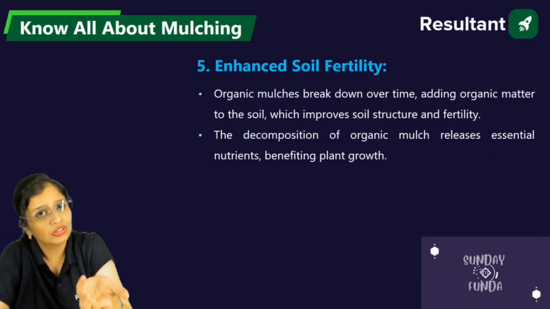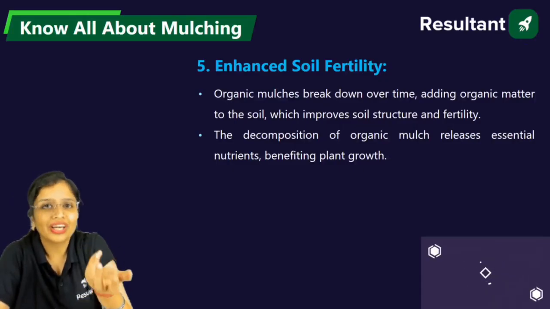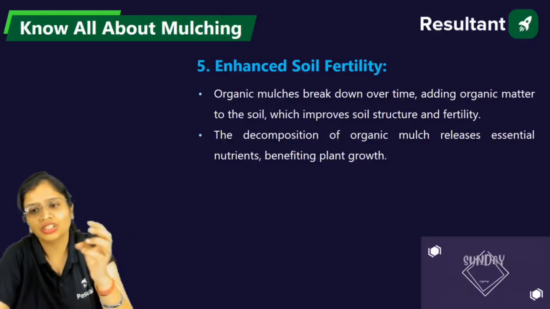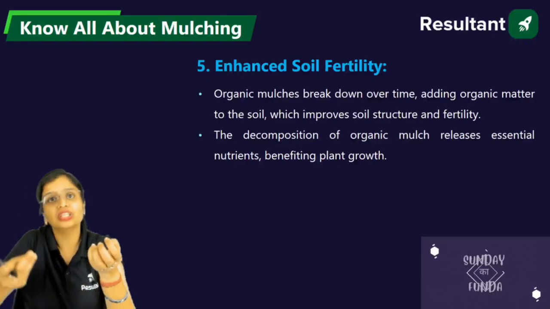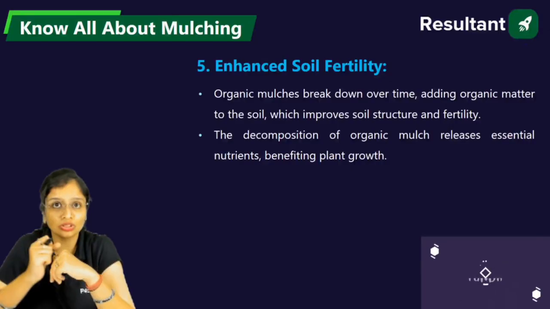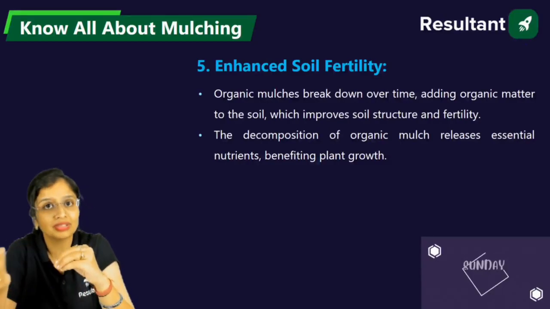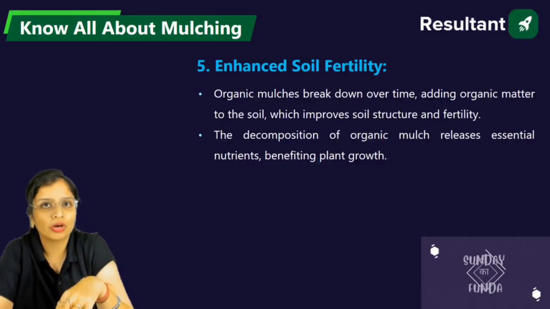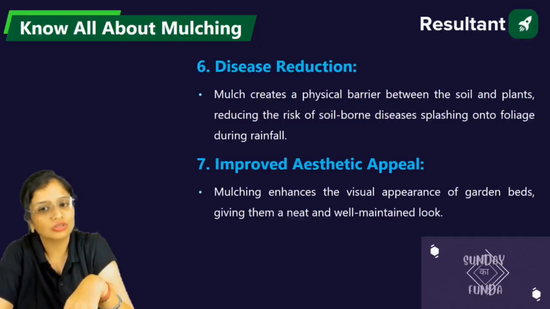Apart from that, soil fertility. If you go for organic mulch, if you use barks of the trees and all those things, they will add nutrients to the soil. So it will accelerate the process of growth, and sometimes, as I told you, it will double the productivity, double the yield. So that is also one of the things.